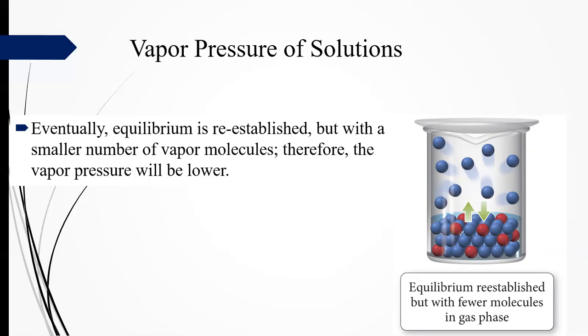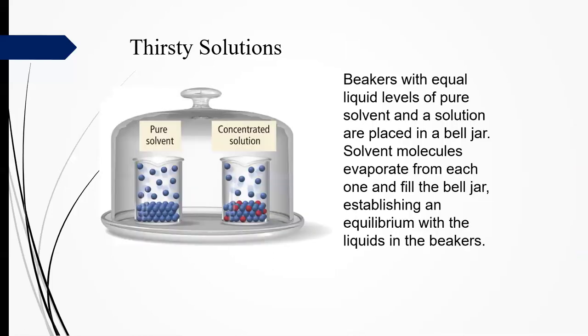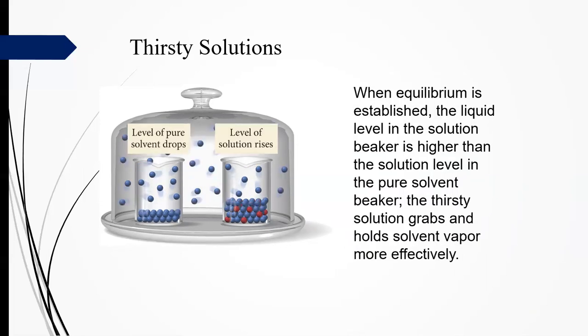Now, when we think about this, we can think about them in terms of our thirsty solution. So let's say that we put beakers with equal levels of pure solvent and the solution in a bell jar. Now the solvent molecules evaporate from each one, and then they fill up that whole container. So over time, enough particles have evaporated away so that the entire container is filled with the vapor of our solvent. That's what this picture is showing us.